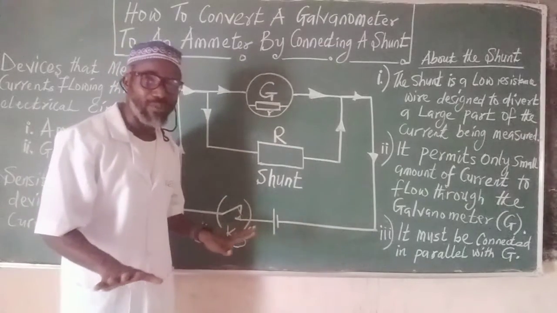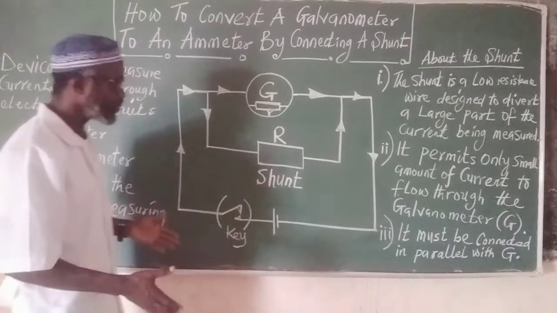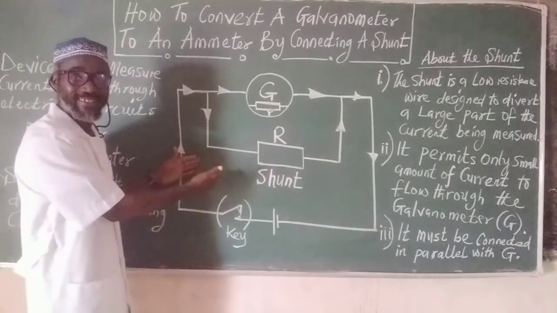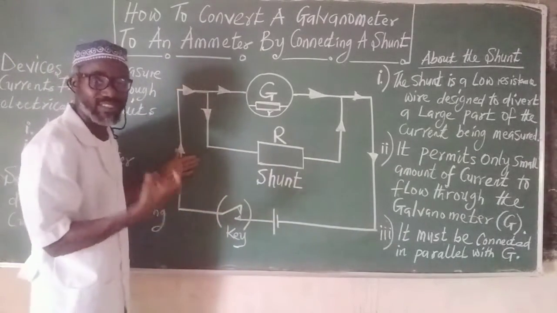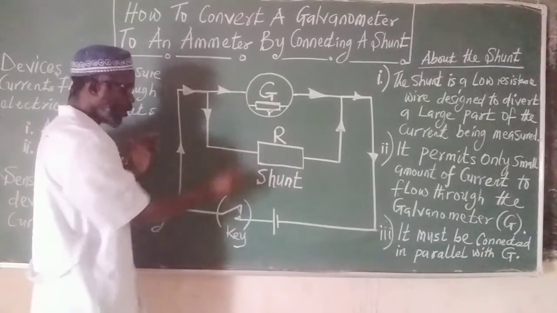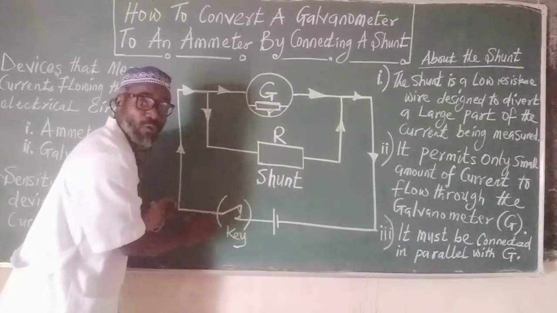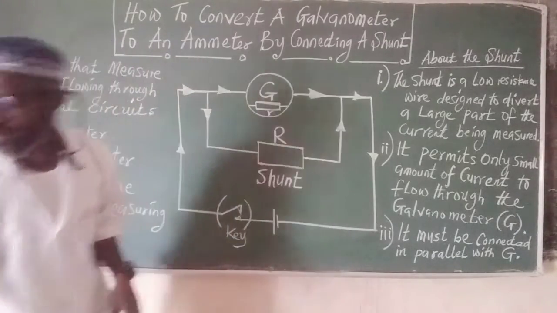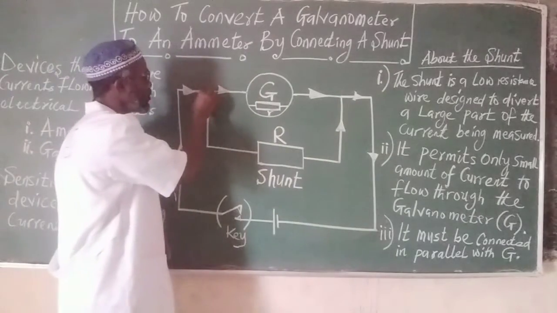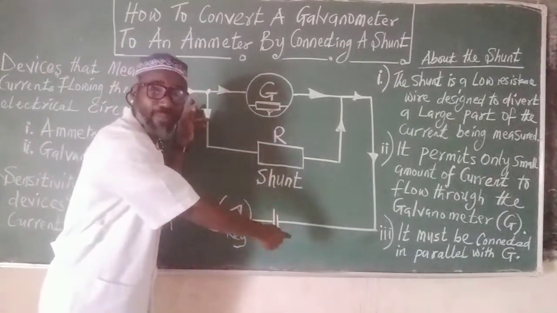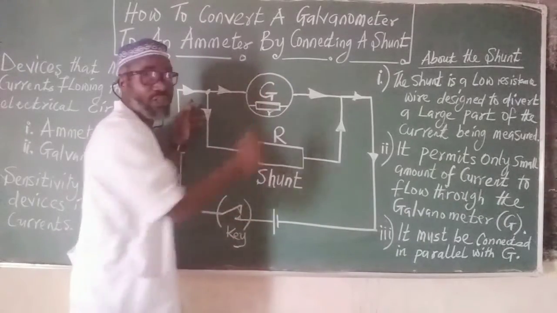That's what the diagram is all about. Let's look at the diagram once again as a recap of what I've just said. This is the cell powering the system. Once the key closes, current flows. But something happens at this juncture. Not all the total current being supplied by the cell flows into the G.